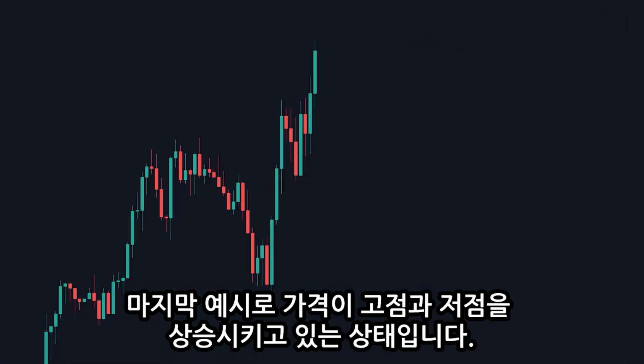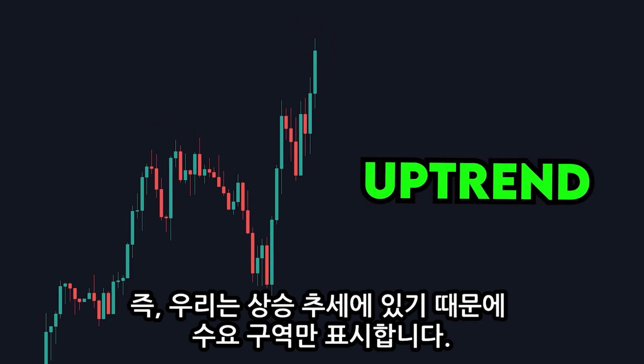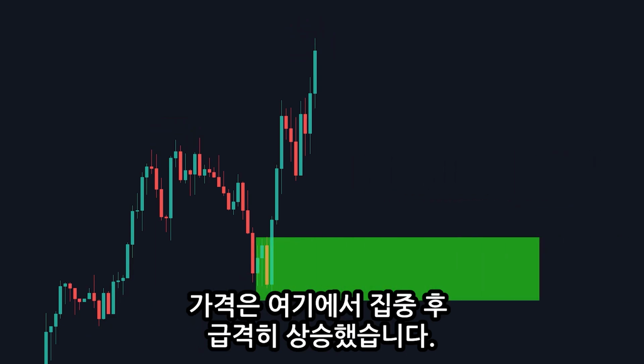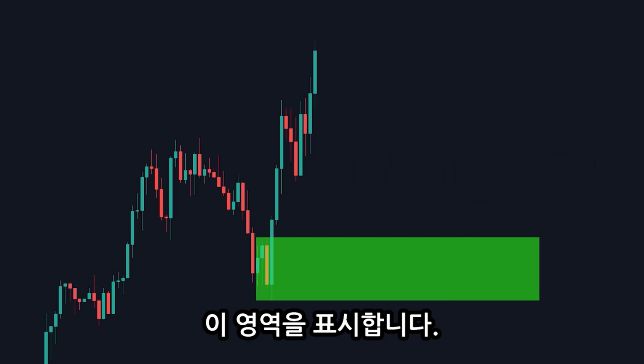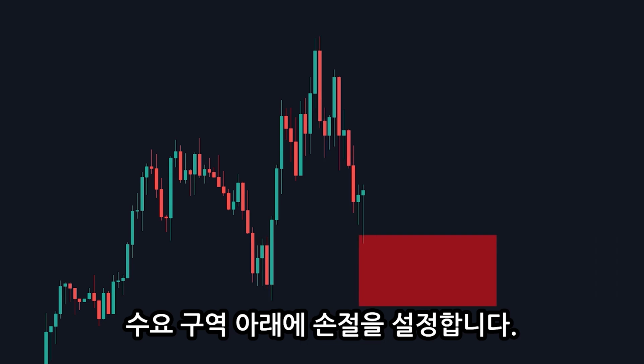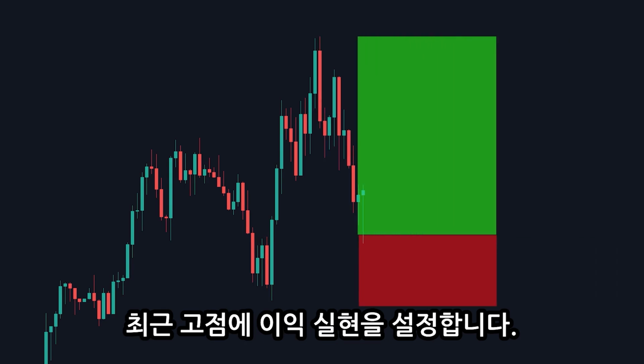So for our final example, we have price making higher highs and higher lows, meaning we're in an uptrend, so we only mark areas of demand. Price ends up consolidating right here before shooting upwards. So we mark this area. We wait for price to come to this area again, and then we enter. Set our stop loss below the demand zone and set our take profit at the recent high.